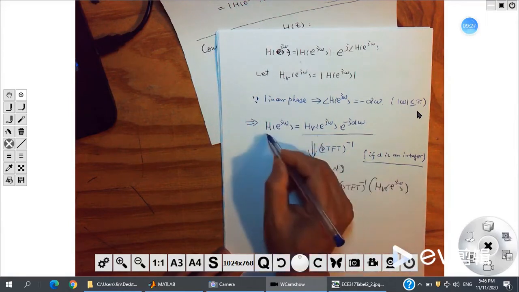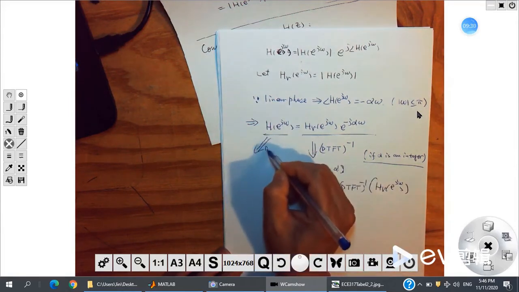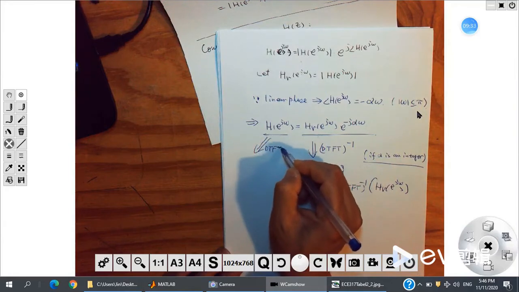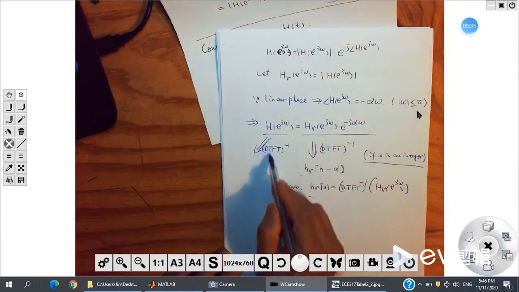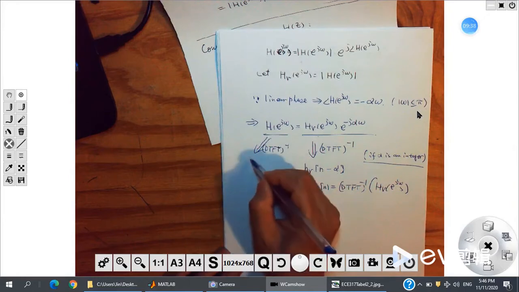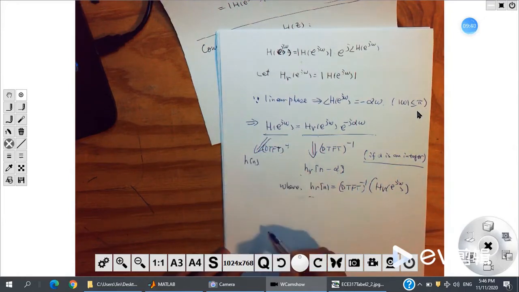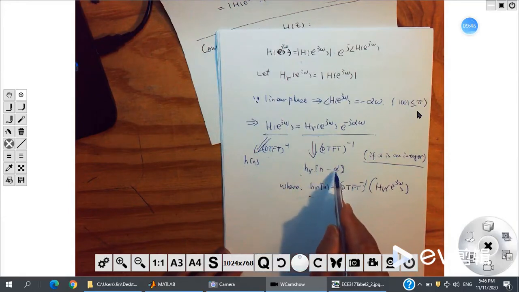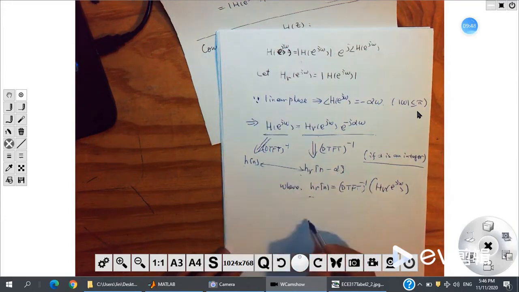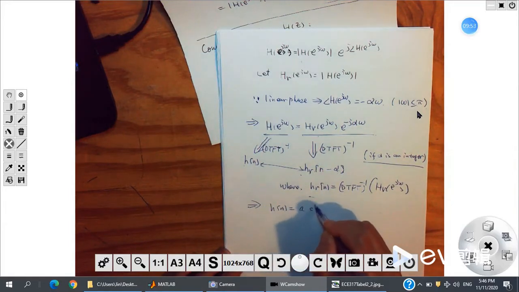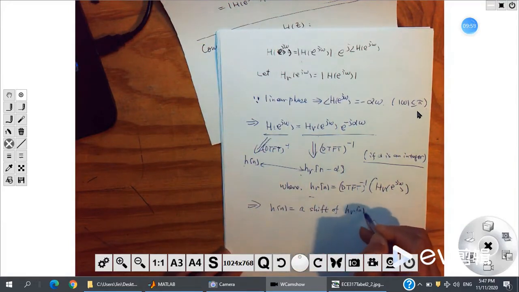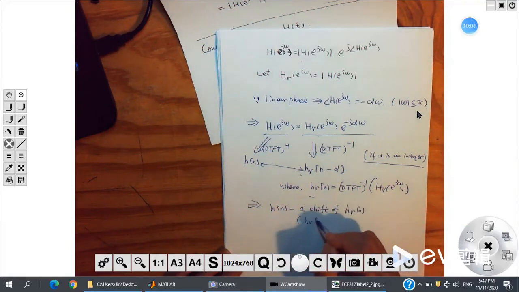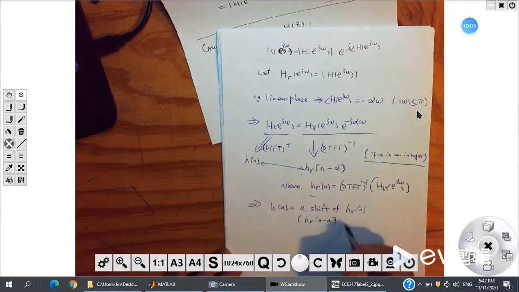And we know this one, if we directly apply the DTFT here, what will we have? We will have the impulse response, right? So that means our impulse response is hr with a shift by alpha. So we have this. So that means hn is a shift of hr of n. Actually, this is hr of n minus alpha. We have a shift.